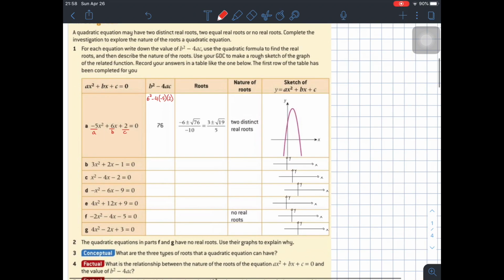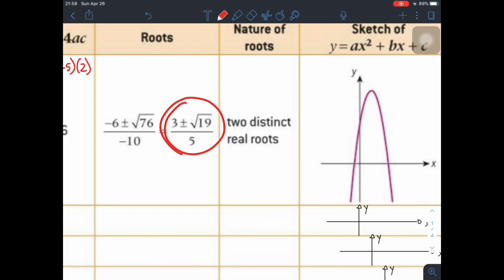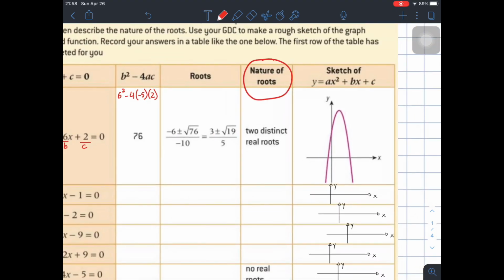Then we can determine the roots or x-intercepts of the quadratic equation. In this case, this could have been determined using the GDC as well. So you see that here are two different roots. Why? Because one is for the positive sign and the other one is for the negative sign. So what can we say about the nature of the roots?